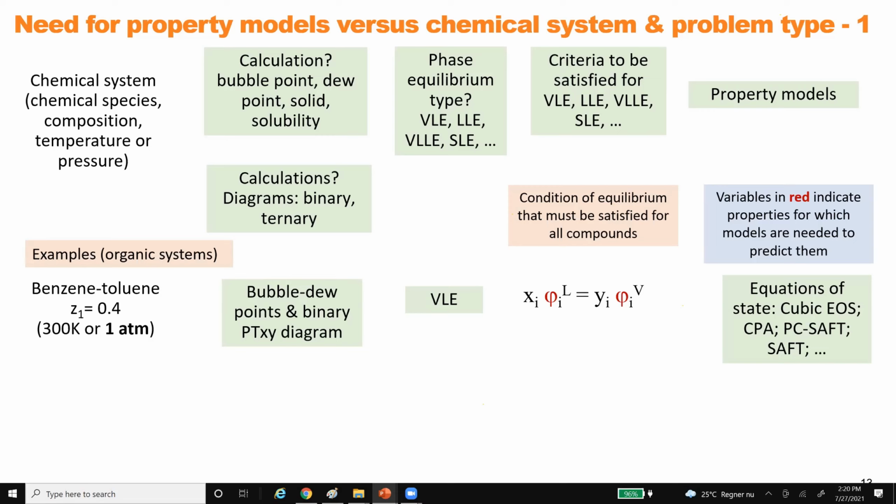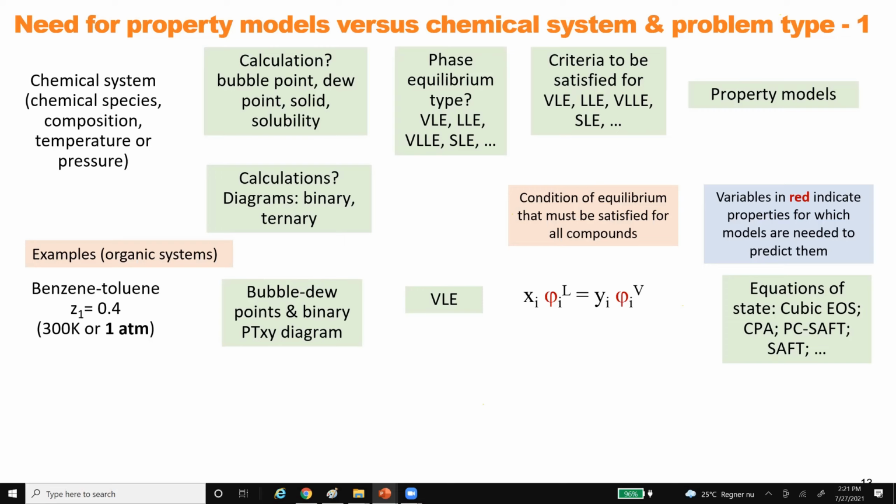So let's say the first one is benzene toluene. It's a hydrocarbon system at low pressure and 0.4 benzene. We want to calculate the bubble point and dew point of this mixture, and we want to make an entire binary PT-XY diagram. So what is involved is VLE. What is involved as a condition is that at every phase equilibrium condition, defined by a mixture, a pressure and a temperature, for every compound, this condition has to be satisfied. It's called the isofugacity criteria. It is a necessary condition, but not sufficient.